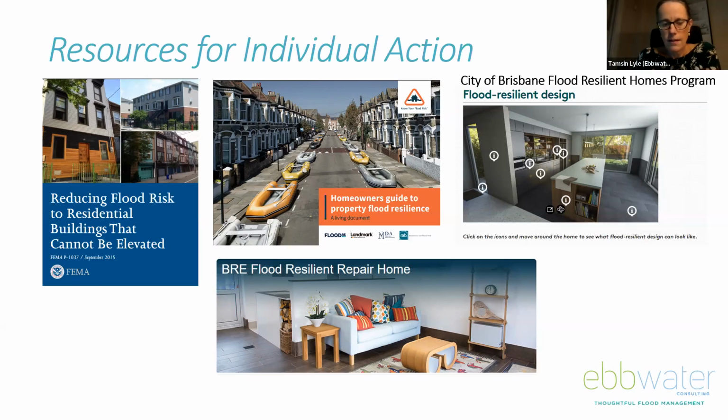The same is the case for the BRE, which is an insurance company in the UK, Flood Resilient Repair Homes. This is a house that was built with the insurance company and a university, and they flood it. It's an actual model house that is being tested over and over and over again to figure out what are the best materials to build houses with in the floodplain, and how things should be organized and designed. There are some great videos there as well to support that.